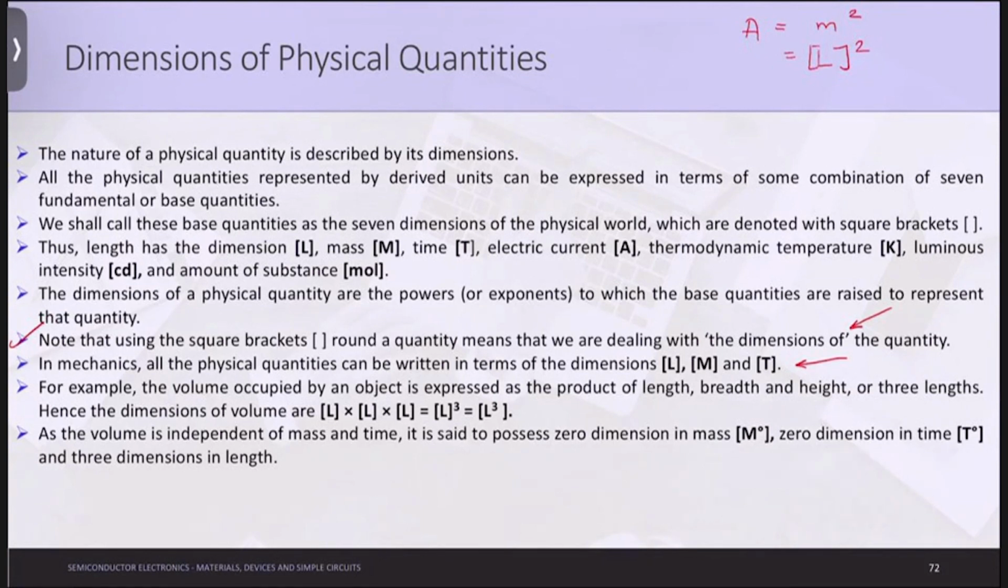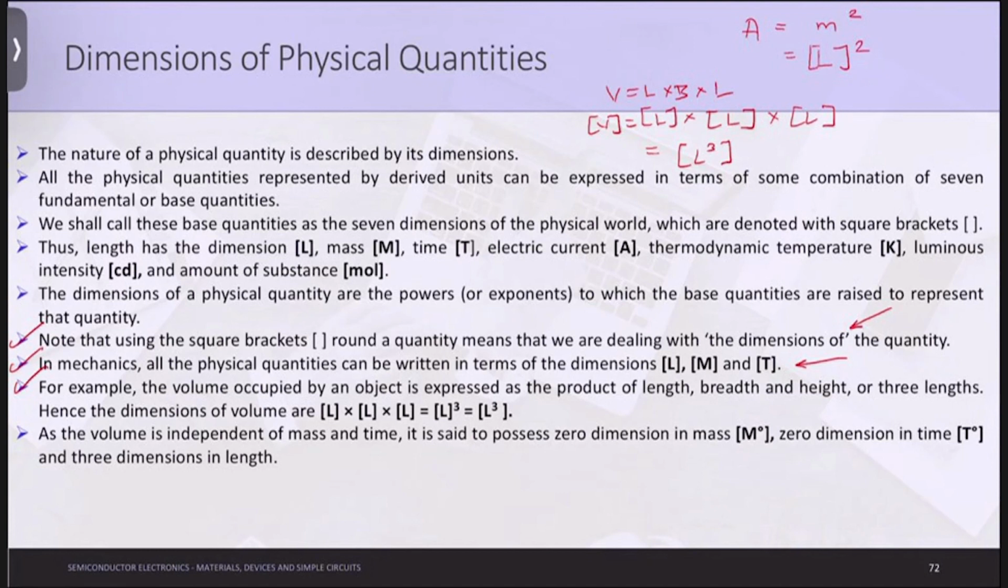For example, the volume occupied by an object is expressed as the product of length, breadth, and height. Quite evident, we know. So what is volume? Volume is nothing but L into B into H. We know that everything has a dimension of L only, so we can just write it as L. If you find the dimension of V, this will be nothing but L multiplied by L multiplied by L, which will give you the answer L cubed. Okay. So that was the example.